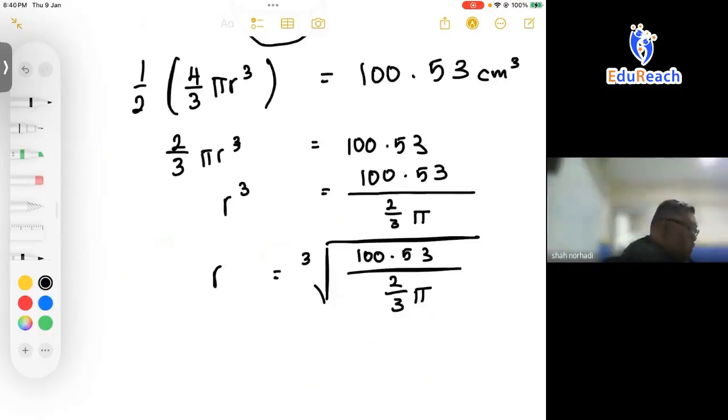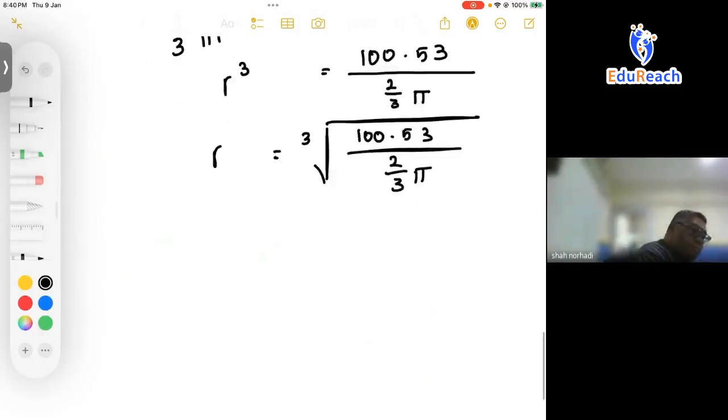Great. So you can then put the fraction 100.53 over the fraction 2/3 times pi. You all got 3.63, right? So the new radius is 3.63. You got it? 3.63. Good.